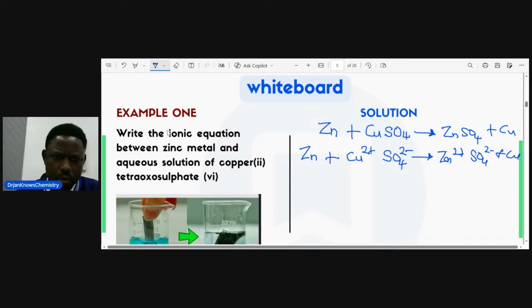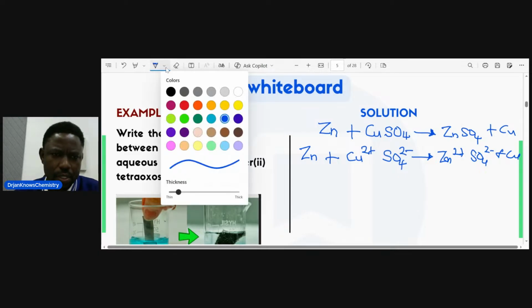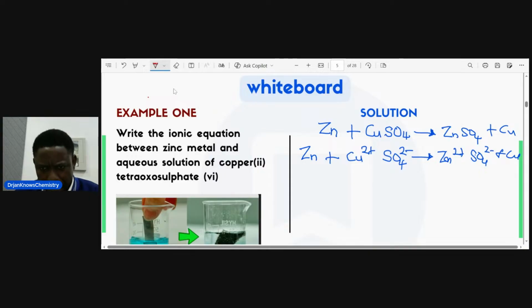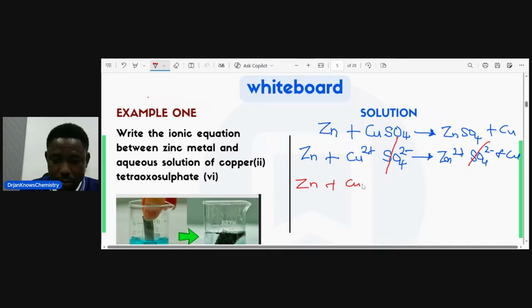Now, when you look at this, you will see that there are some species that are the same on both sides of the equation. The first side of the equation, we call the reactant side, has zinc and this copper sulfate. You will see that this particular one occurs on both sides of the equation. We call them spectator ions. They are not really participating, they are just watching. And then we have what is left as zinc plus Cu2+.